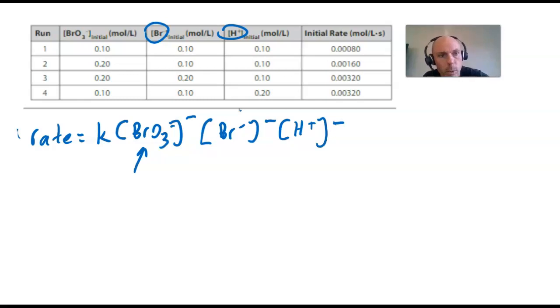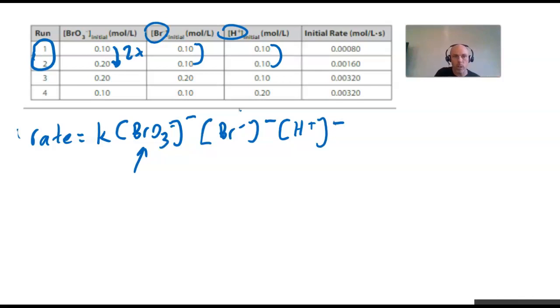Looks like runs 1 and 2 fulfill that criteria. The bromide is not changing, the hydrogen's not changing, and the bromate is. So we're focusing on runs 1 and 2 to determine the order for bromate. All right, so the first thing we ask ourselves is what's happening to the concentration for bromate between runs 1 and 2, between the lesser concentration and the greater? Well, from 0.1 to 0.2 is a doubling. There's a 2-fold increase in the concentration of bromate.